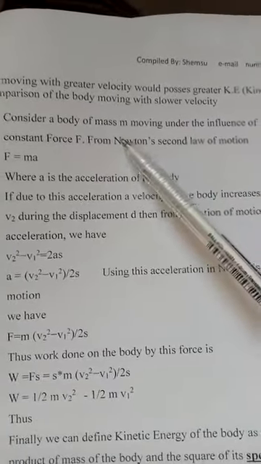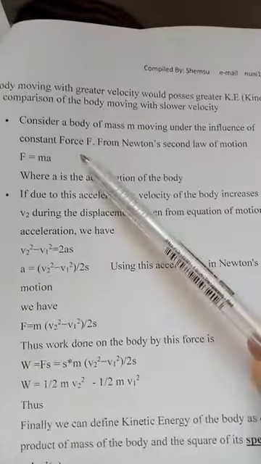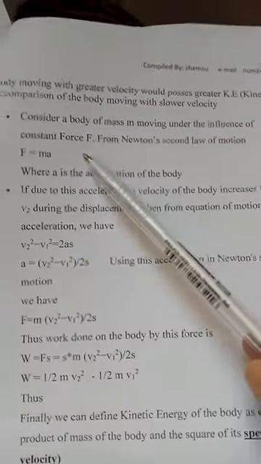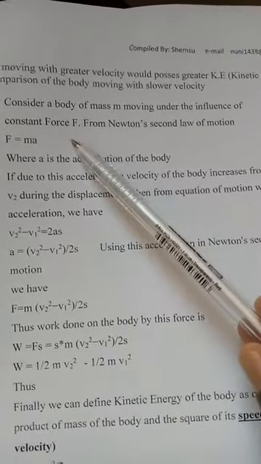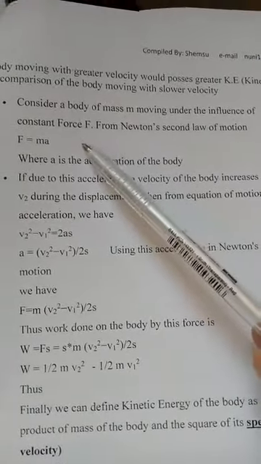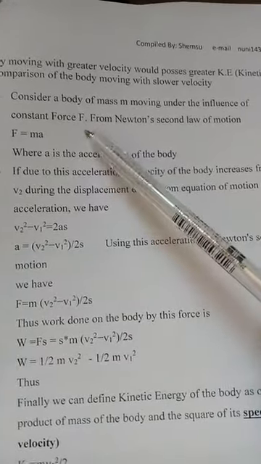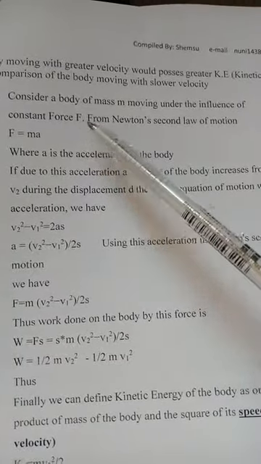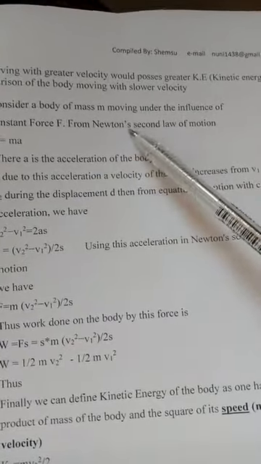So consider a body of mass m moving under the influence of a constant force F. You know that there are constant forces and there are variable forces. We can have a constant force and we can have a variable force, that means a force varying through time and maybe through position.